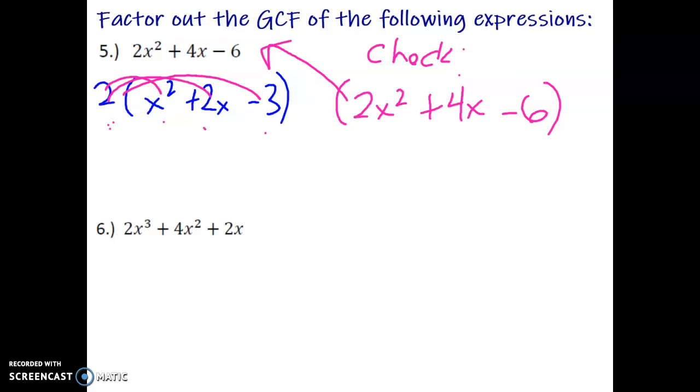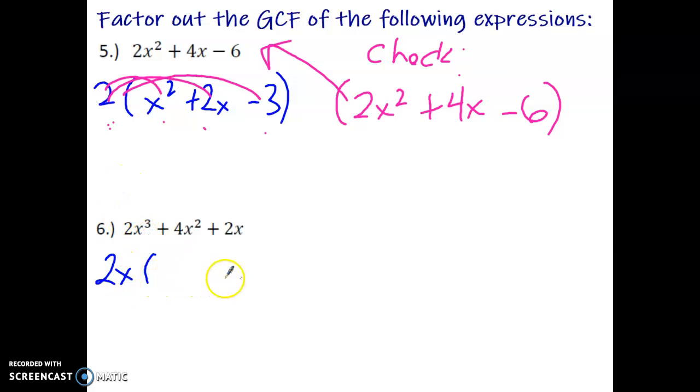All right, last one. 2x to the third plus 4x squared minus 2x. What is going to be the GCF of this? See if you can get the number and the variable. Well, the GCF of this one is 2x. 2 divides into 2, 4, and 2. It's the biggest number that will. And if I look at my exponents, I have an exponent of 3, 2, and an understood 1. And the smallest of those is my understood 1.